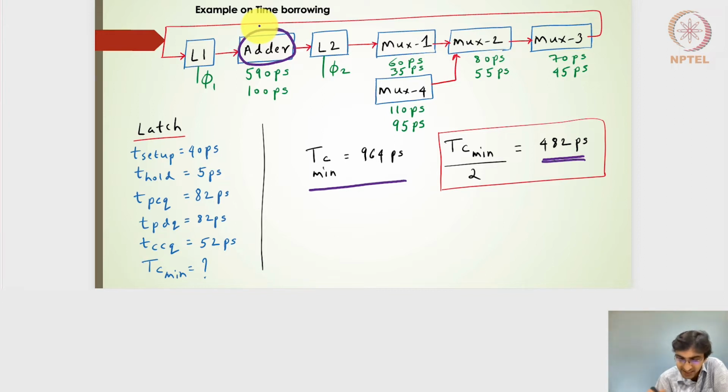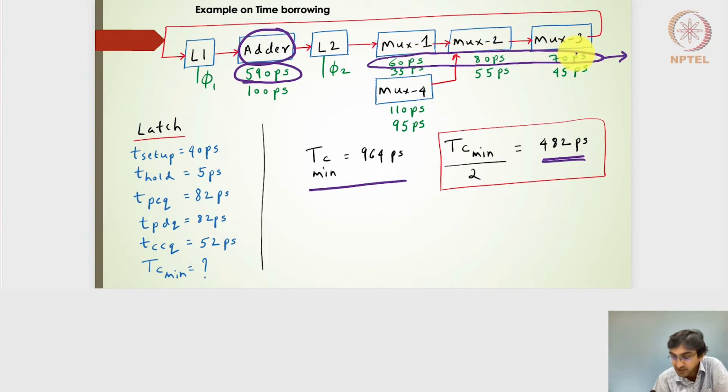And if I actually see this, the adder circuit has 590 picoseconds, whereas the MUX1, MUX2 and MUX3 put together, if I round it off and make a cumulative assessment, will be 60 plus 80 plus 70, which turns out to be 210 picoseconds. Right, so 590 is much higher than the 210 picoseconds.